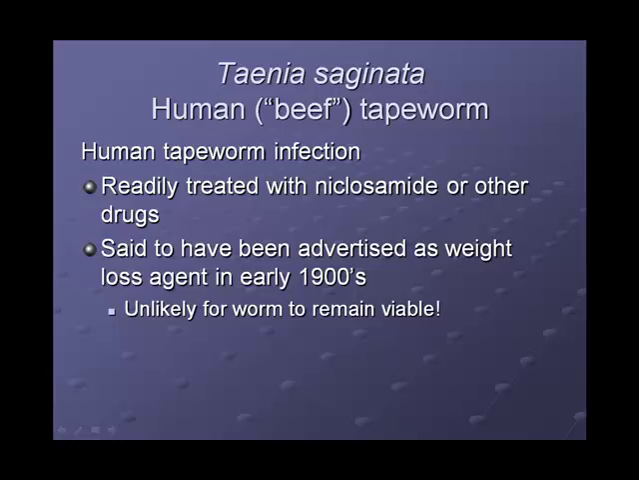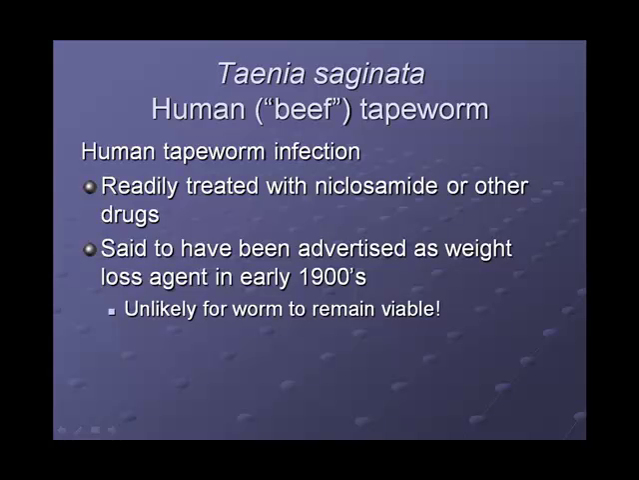To dispel that a little bit, remember it's got to have an intermediate host. In order to complete that life cycle, it's very improbable that you're going to be able to consume the worm that they sold you in a pill and have that establish a viable infection within the human. So if you want to have a tapeworm, go eat measly beef. Don't eat a pill sold by somebody saying that's going to give you a tapeworm infection.